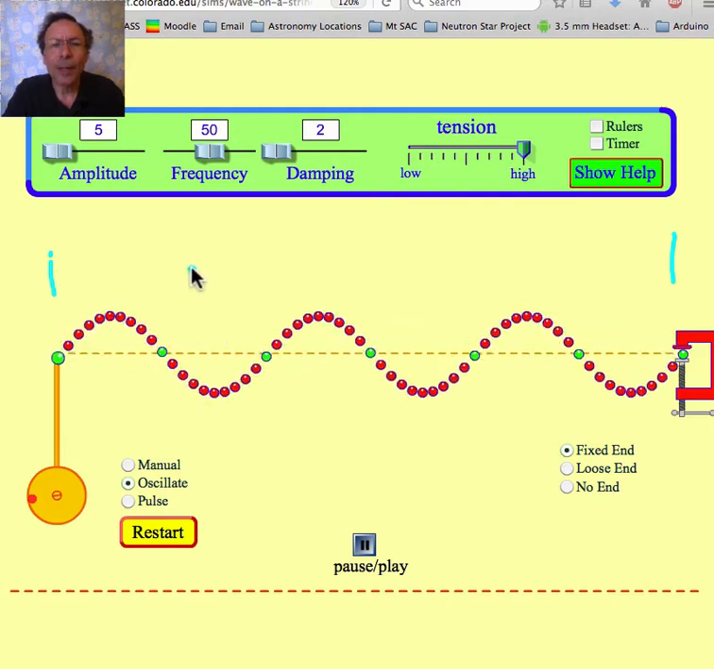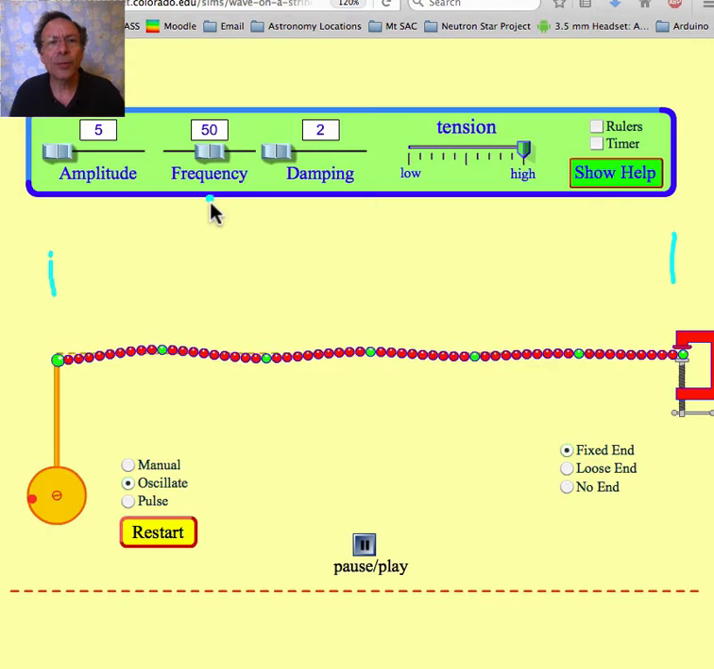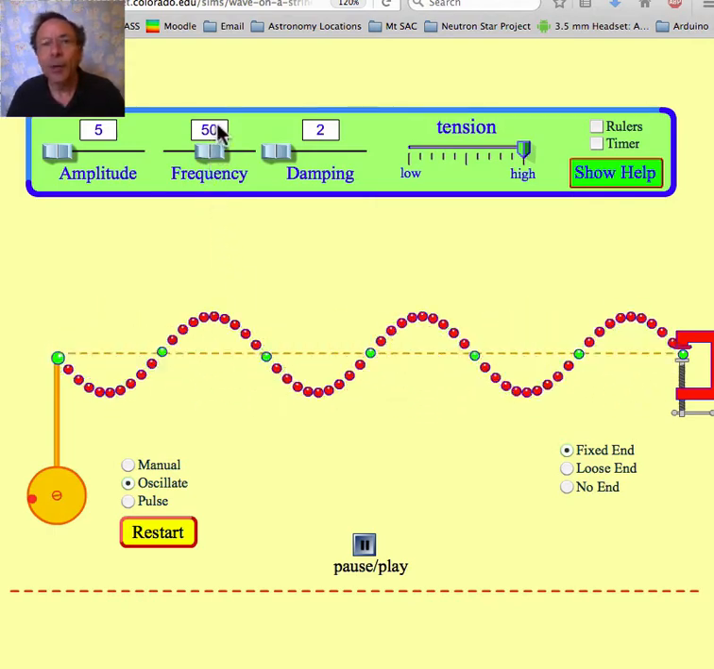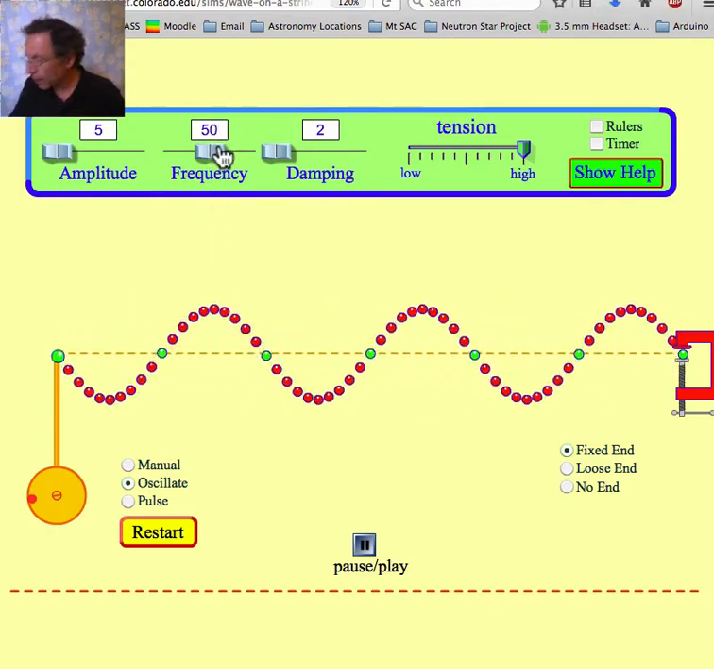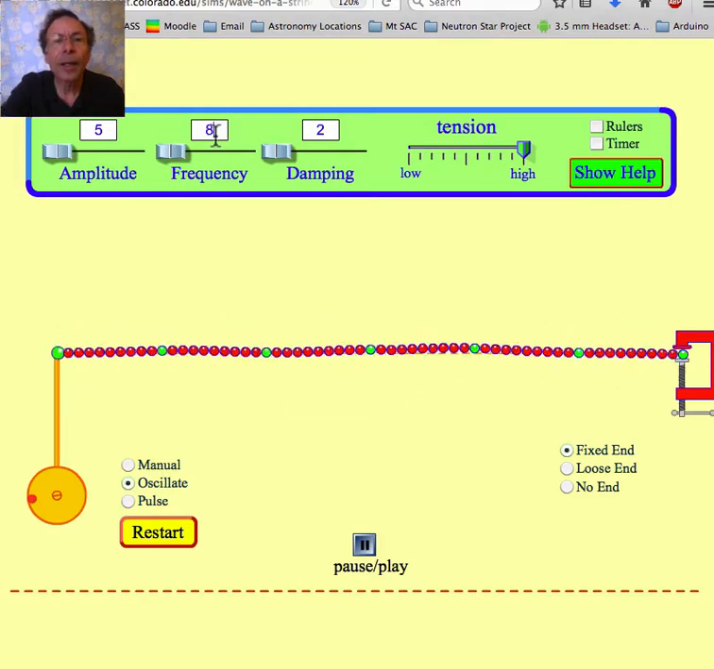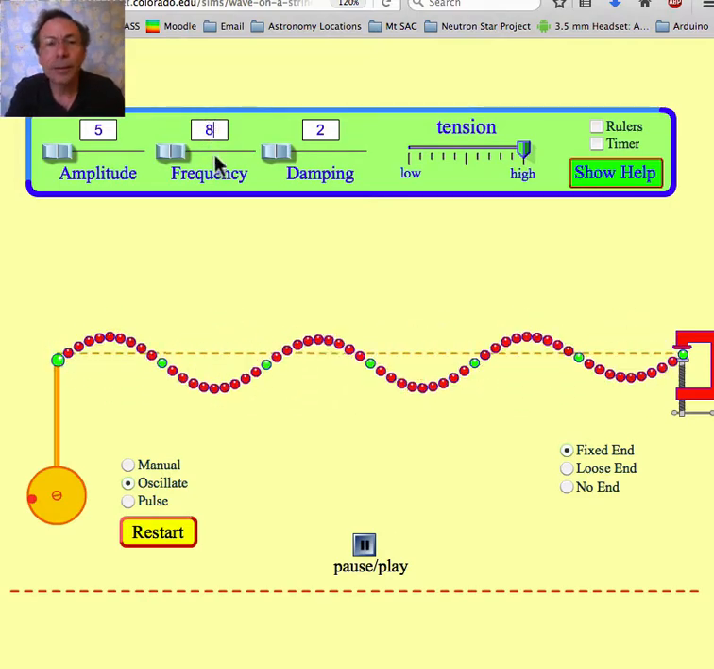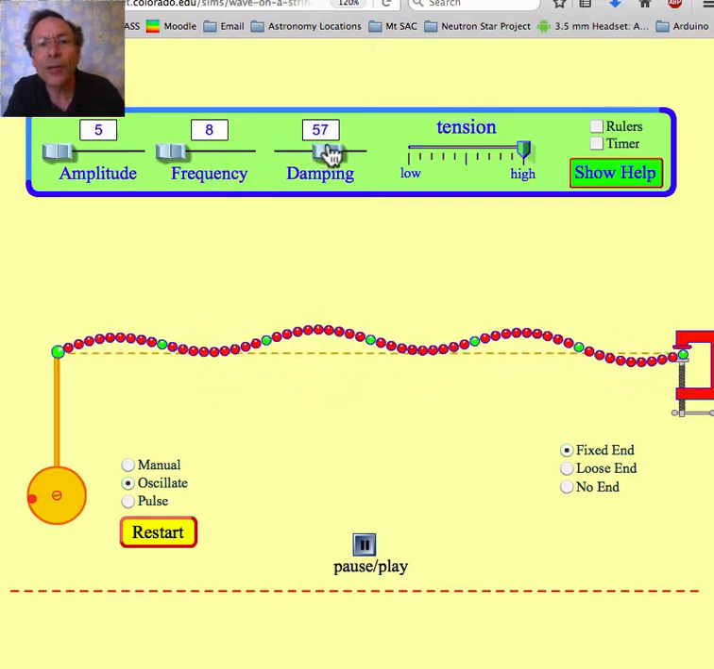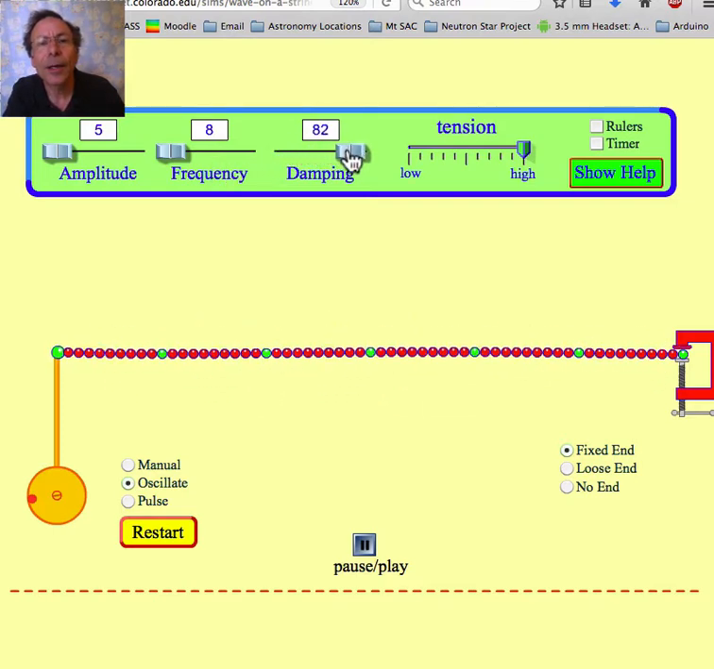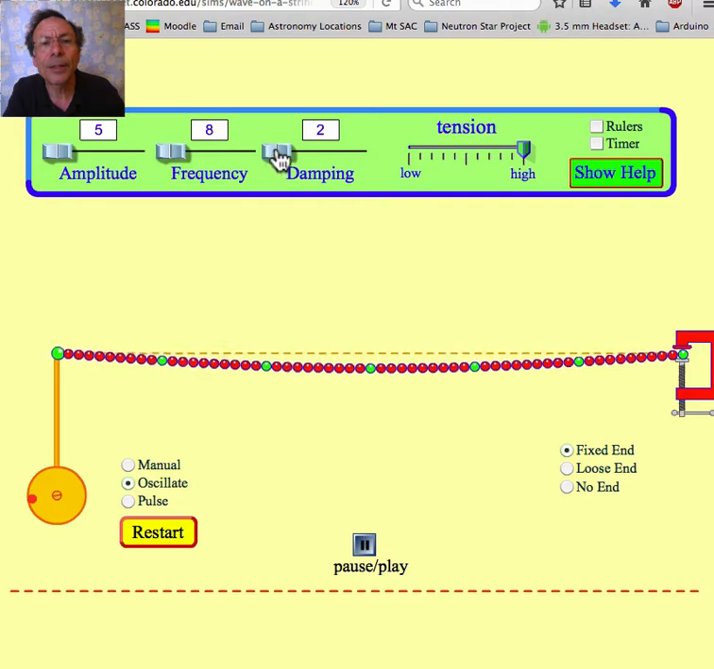And in order to explain this a little better, I'm going to switch to a different frequency. I'm going to go to, let's see, 5. I don't know what the units are, but I know that, okay, here we're going to set this to 8. And let's get rid of what's happening right now. And let's bring the damping way down.